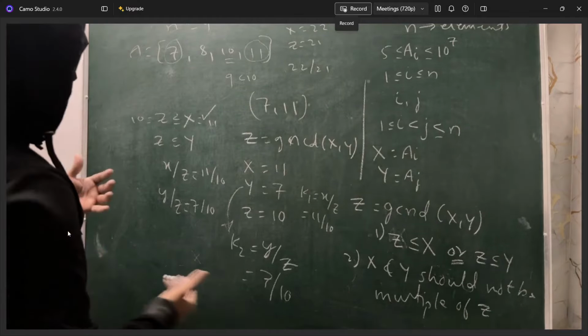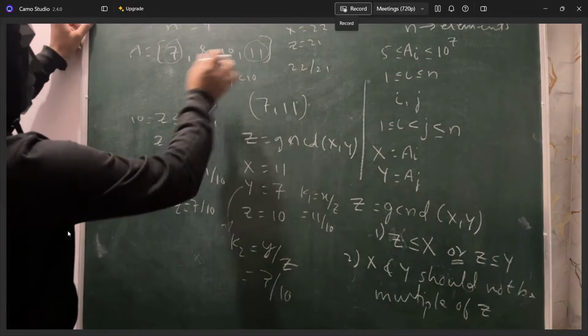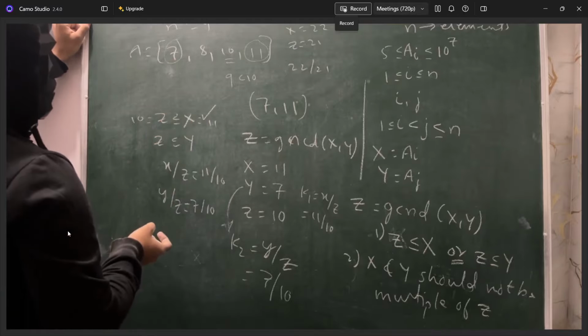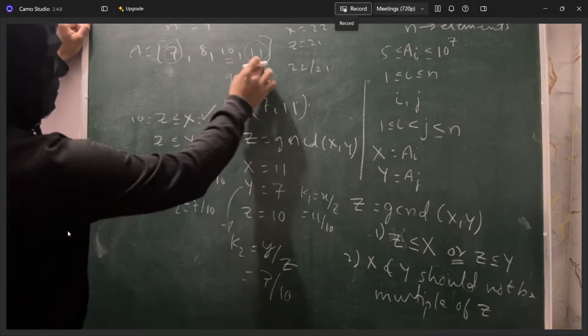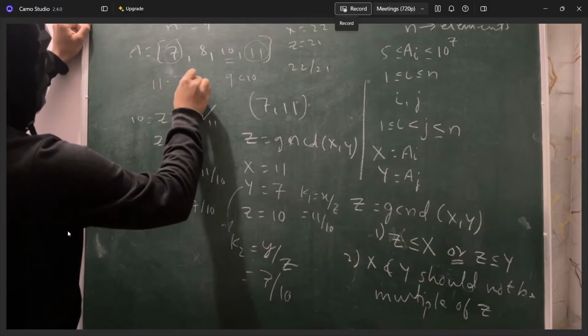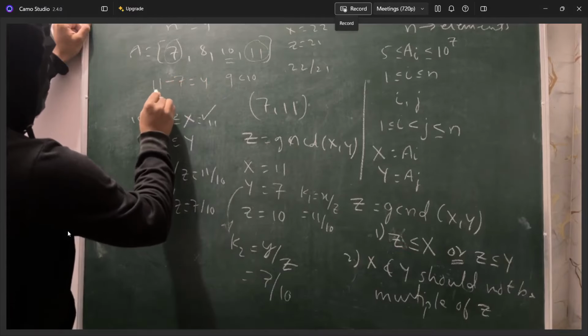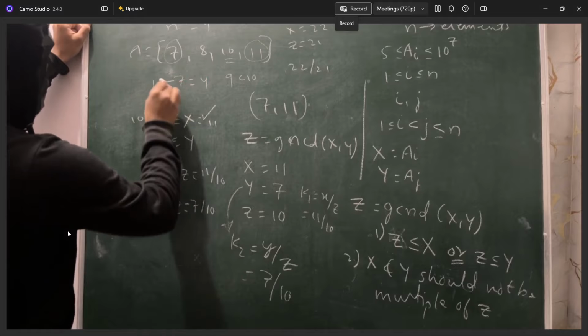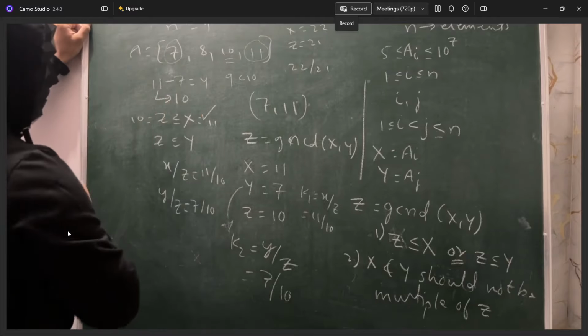So whenever you're taking the highest element and lowest element, if the difference between these two is greater than 1, like 11 minus 7, which is 4, your answer will always be highest minus 1, which is 10.